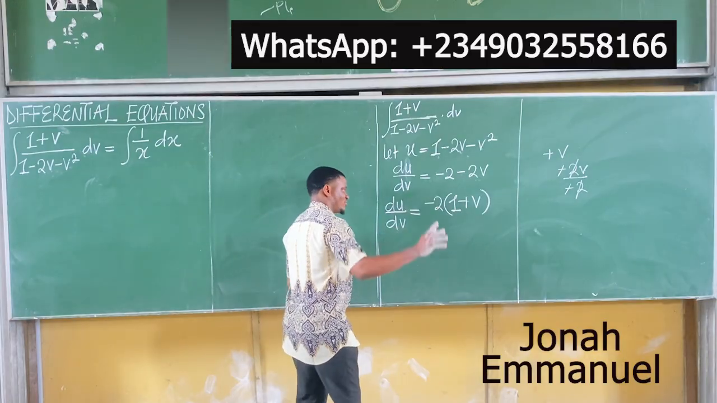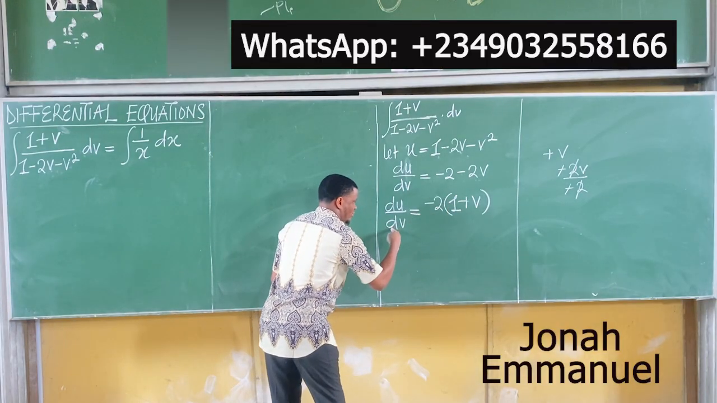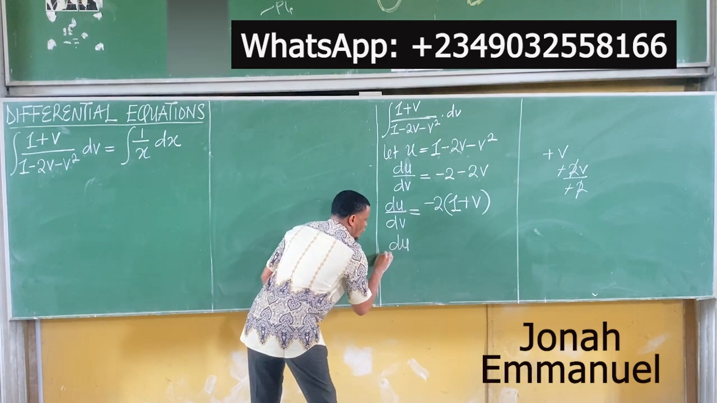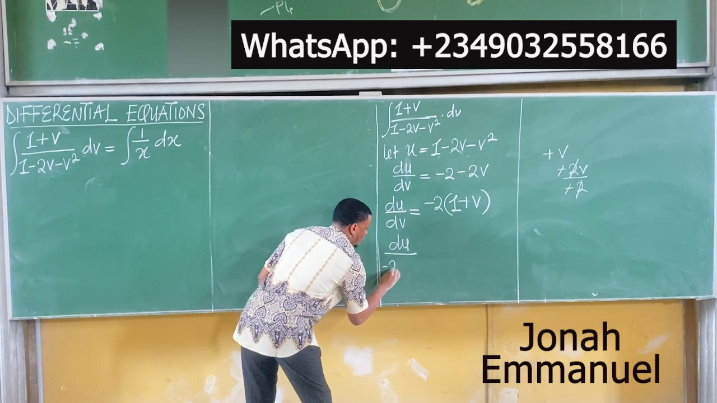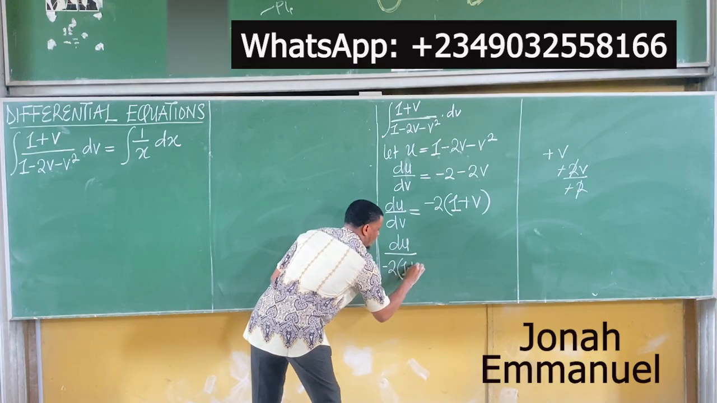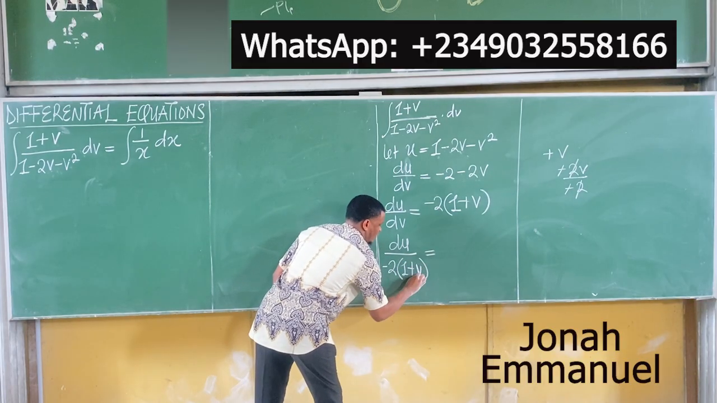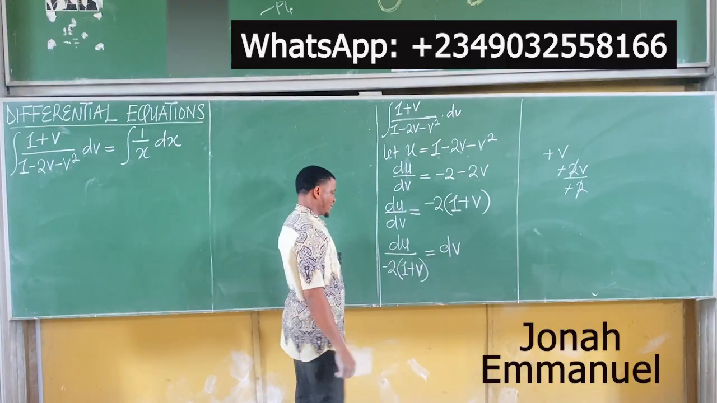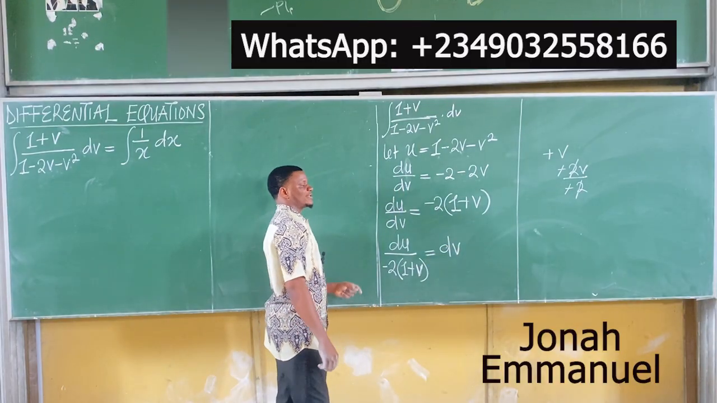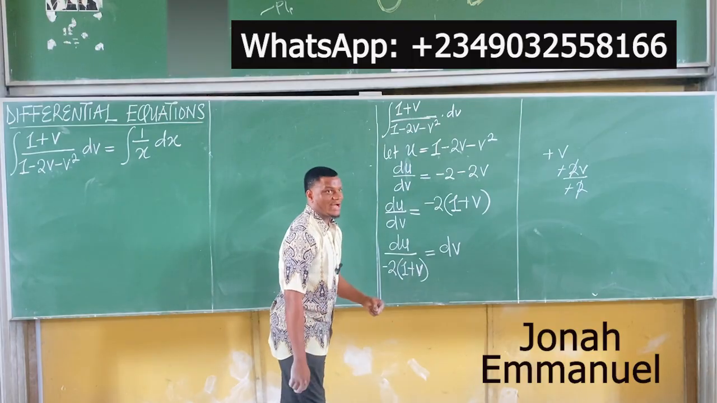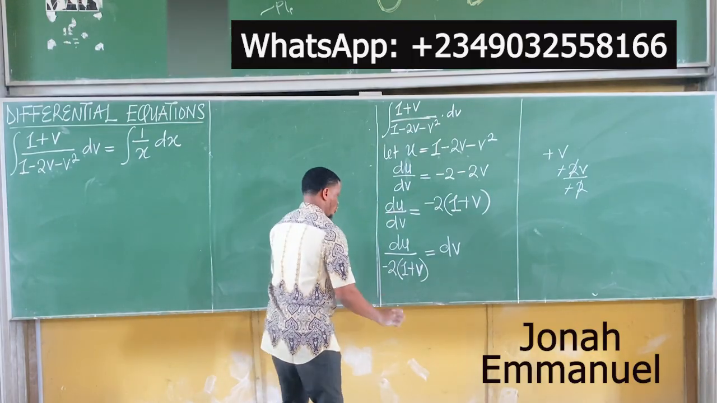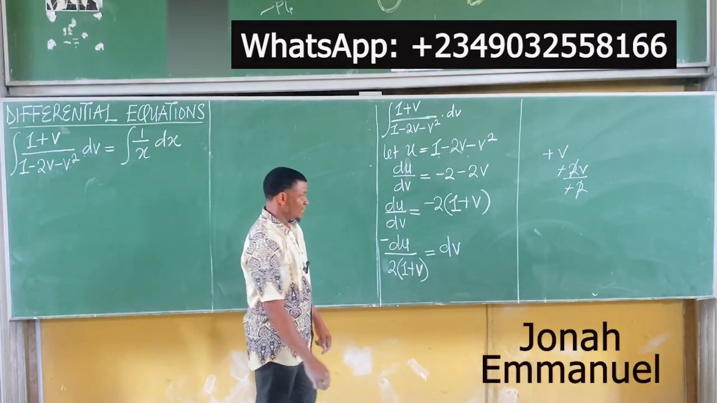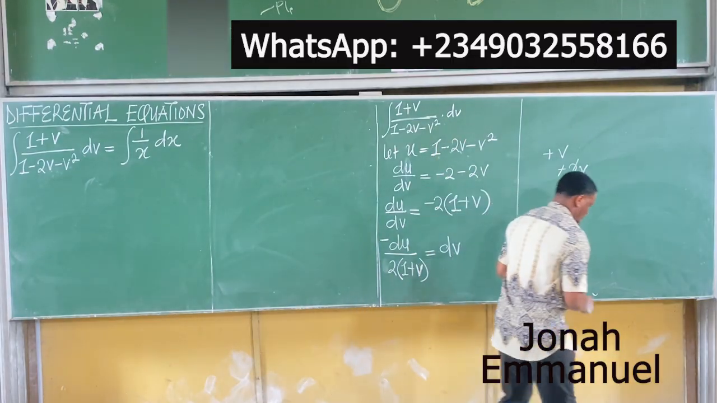To get dv, don't stress yourself. Move this downwards, move this upwards. That's the concept there. So I have du all over minus 2 into 1 plus v is equal to dv. At this point, you should know that you don't leave a denominator as a negative. So take this and push it up here.